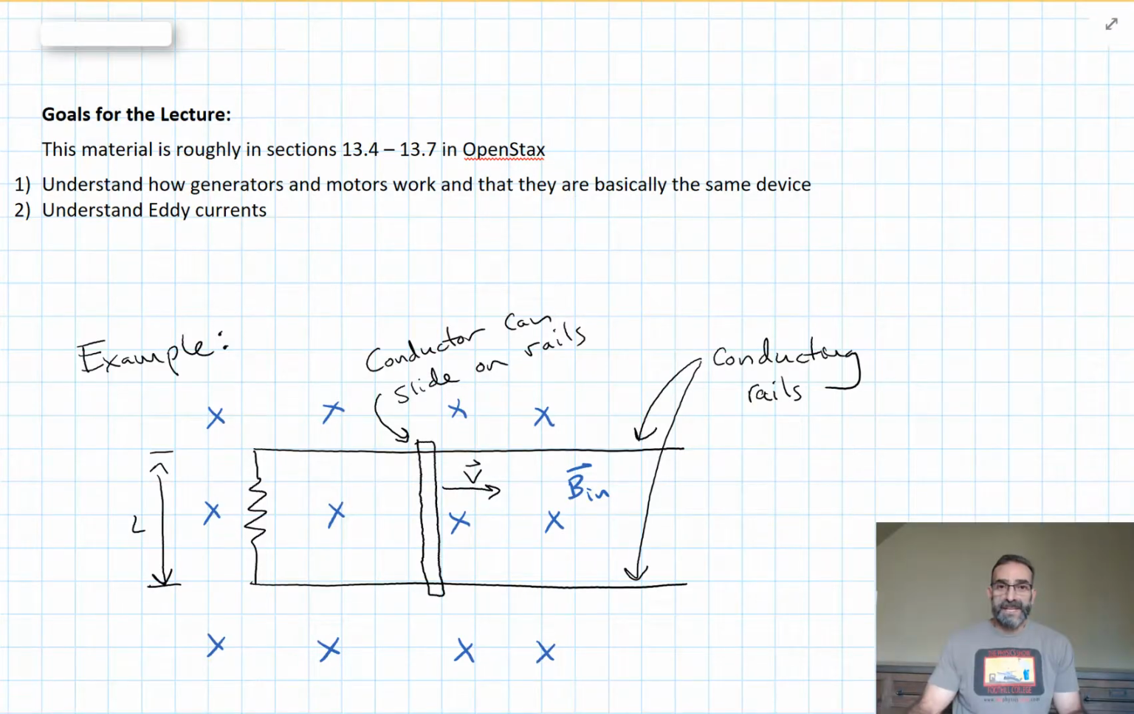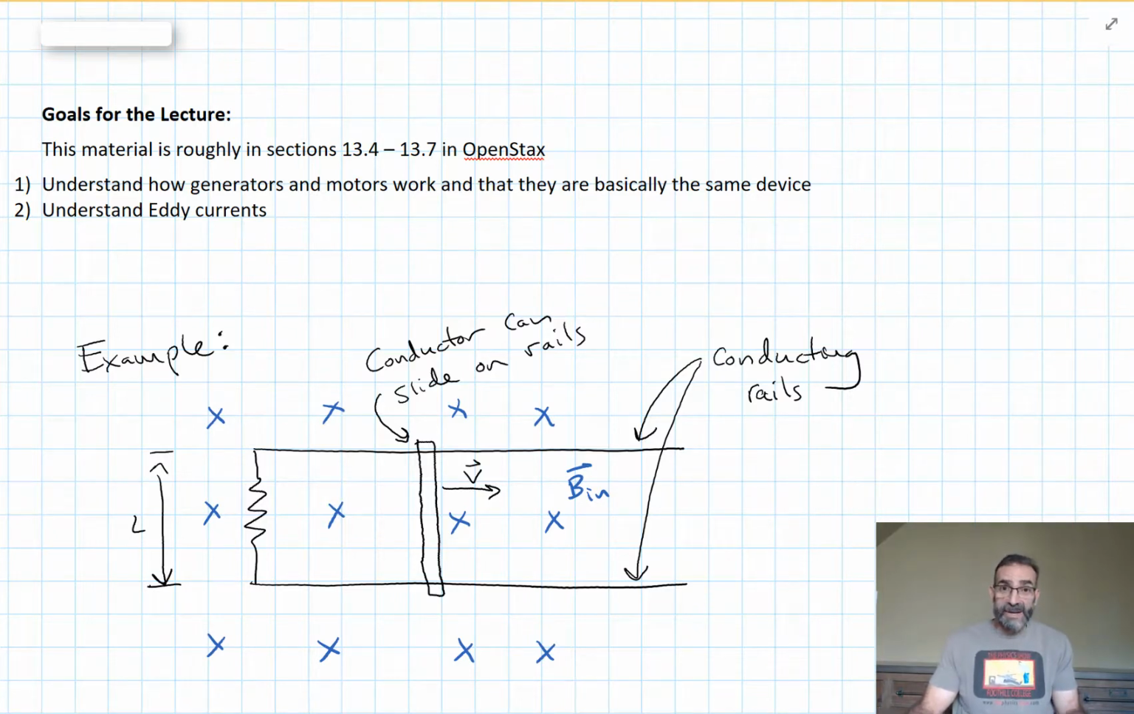We ended the last video with this example. We had these conductive rails, and we were sliding a conductive bar back and forth, and that's an easy way for us to change the area and still maintain that conductive path for the electrons to take. So we still have a circuit as we change the area that the circuit encompasses.